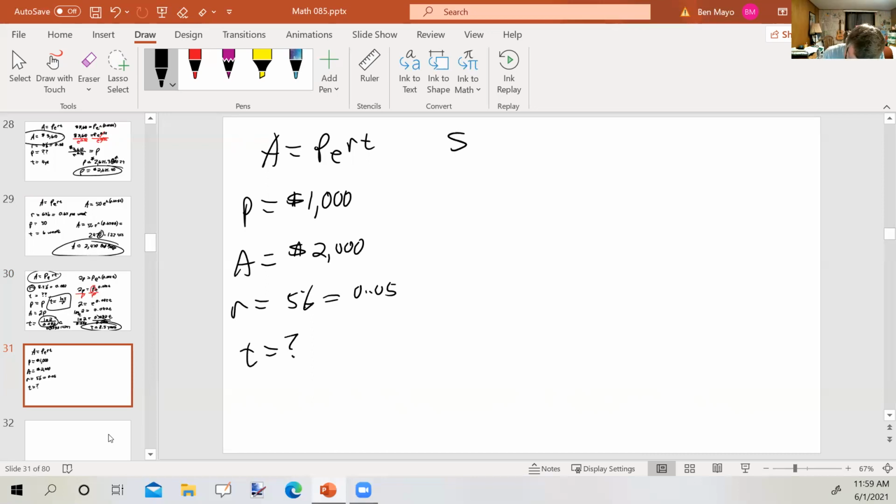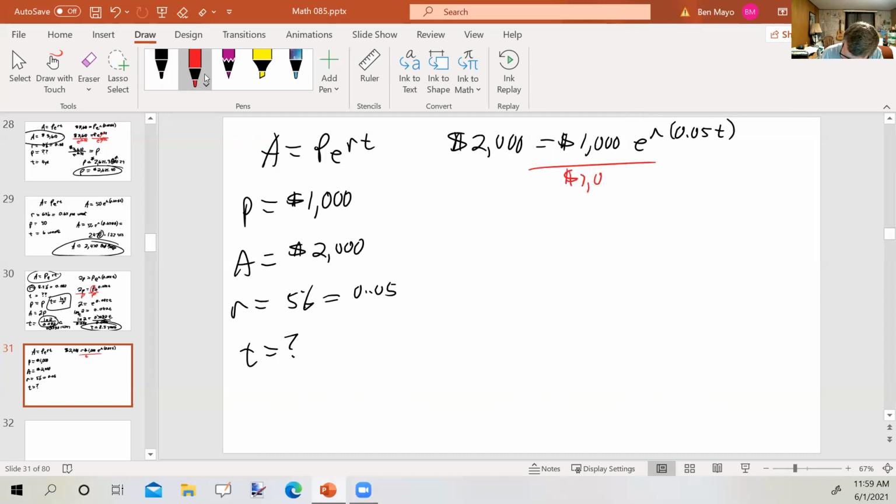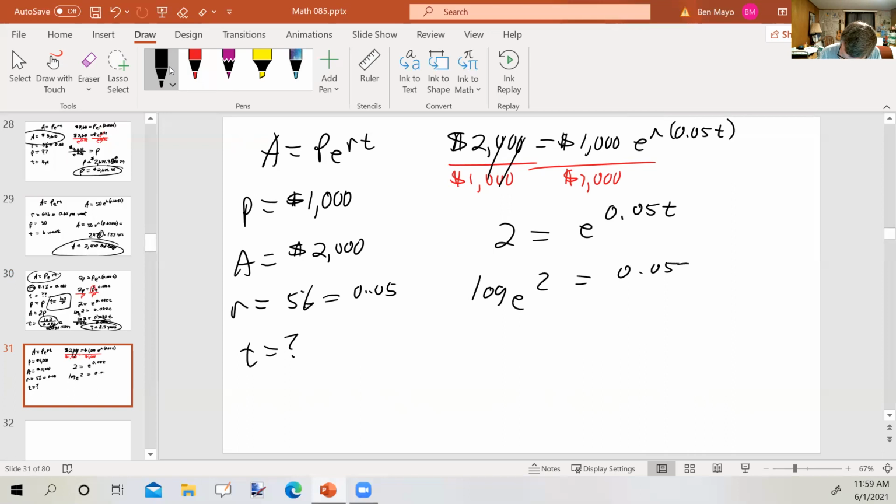All right, so we've got $2,000 equals $1,000 times e raised to the 0.05 times t power. We're going to have to get rid of that $1,000 out front. So we'll divide both sides by $1,000. On the left side, we get 2. On the right side, we get e raised to the 0.05t power. Well, let's see now. Changing that to logarithmic form, we get log base e of 2 is 0.05t.